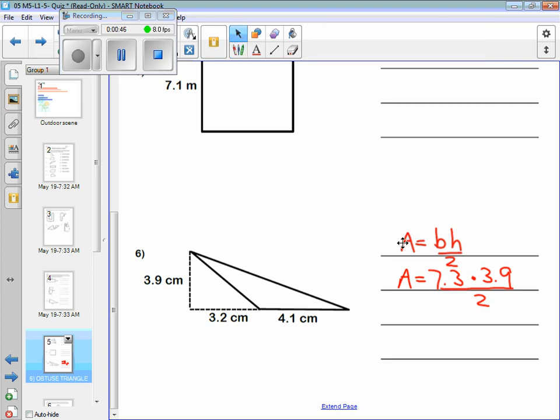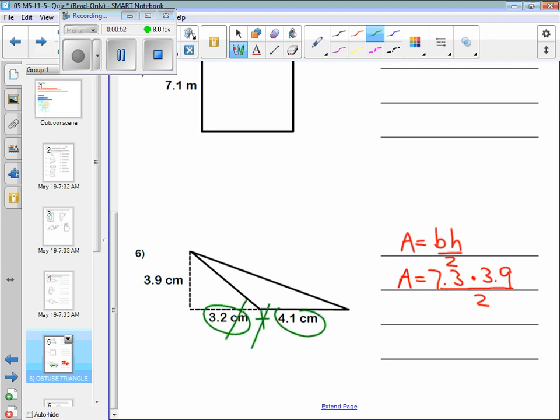A lot of you wanted to add these two numbers. You don't want to add it. This is the base of your triangle. 4.1 is your base. It should be 4.1 times your 3.9.